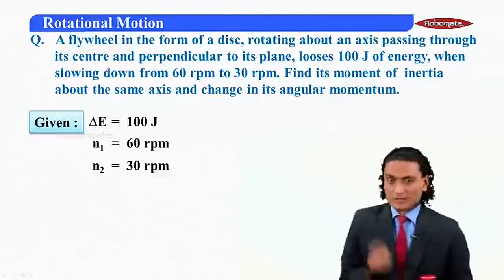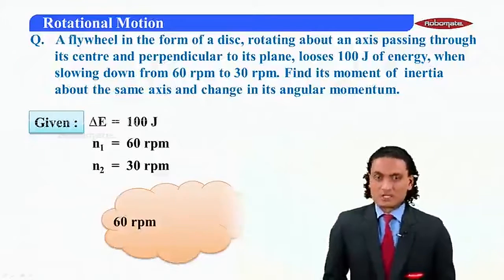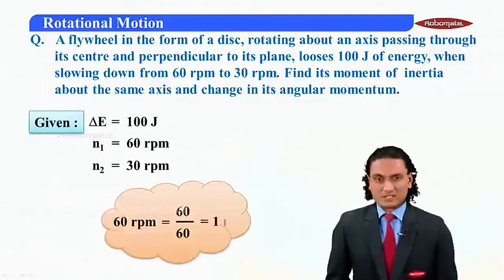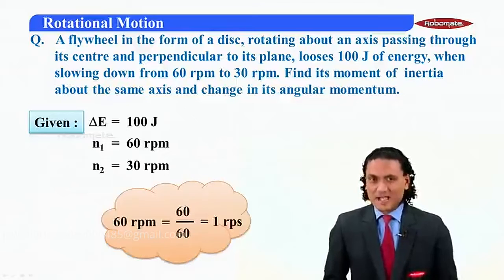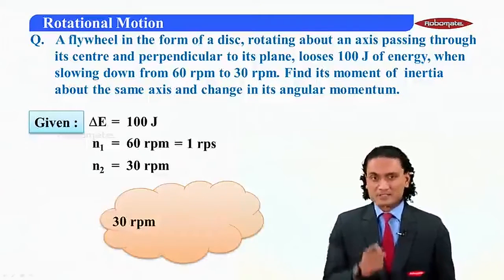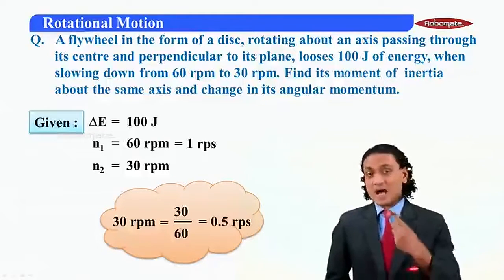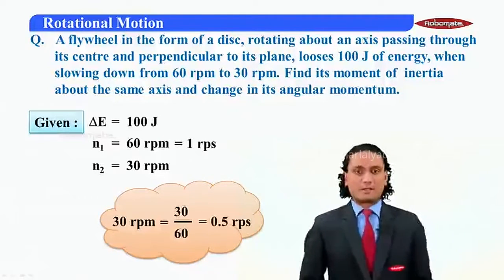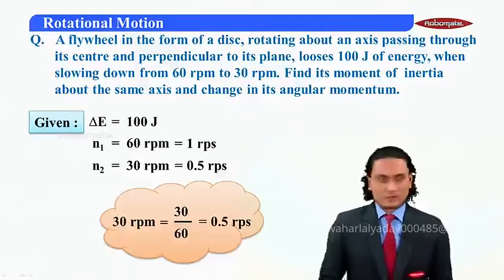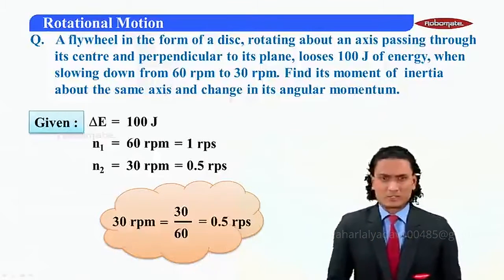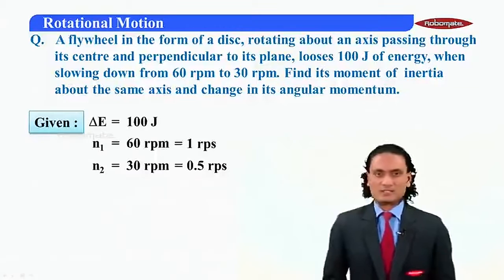Now hold on, we need to convert this to RPS. So 60 rpm is nothing but 60 upon 60, which is 1 RPS. And what is 30 rpm? Yes, I heard you, very good. 30 rpm is 30 upon 60, which is half RPS, which is 0.5 RPS. Alright, so we have N1 and N2. Any other quantity students? No, fine.